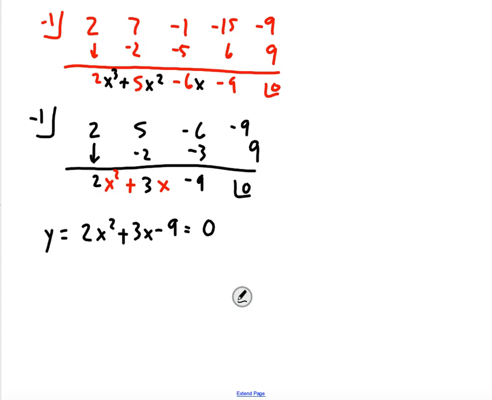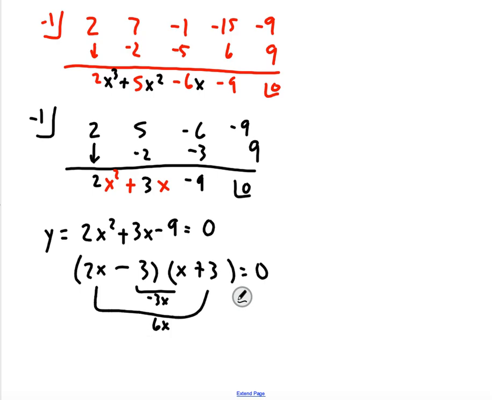Either use your quadratic formula or try and factor this. I'm going to try and factor this time. What times what gives me 2x squared? 2x and x. What multiplies to give me 9? 3 and 3. We have to get a positive 3 on the inside, so the larger product there has to be a plus. Check your inners and outers. -3x plus 6x does give us a 3x in the middle, so there it is factored. Set each of those factors equal to 0 and solve for x.